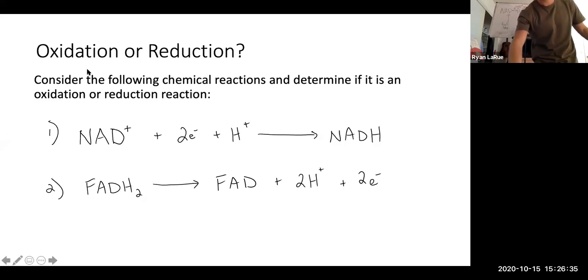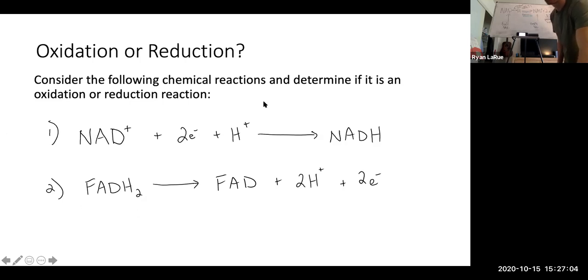So we did that here. Right. We did the reverse here. So it's reducing, right? NAD plus is gaining electrons and hydrogen, right? To be NADH. So when it gains it, if you add on a hydrogen or electrons, you have a reduction, right? Now, what about number 2?